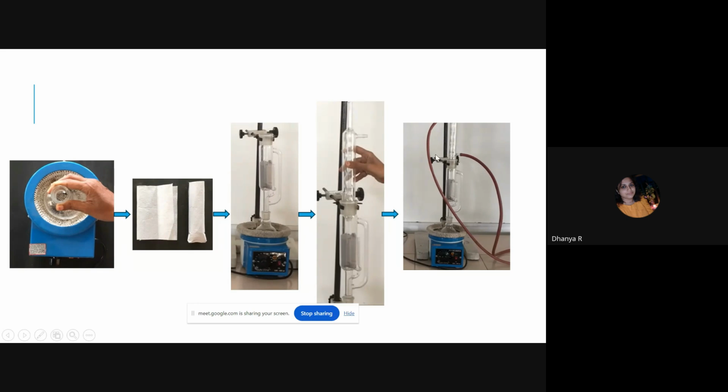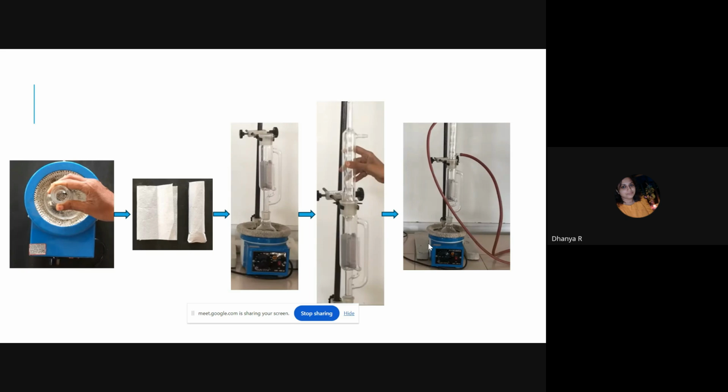The temperature of the mantle should be equal to or a little bit above the boiling point of the solvent that we are using. Here we are using petroleum ether. Its boiling point is 40 to 60 degrees Celsius. So you can keep it at 50 degrees Celsius or 60 degrees Celsius.